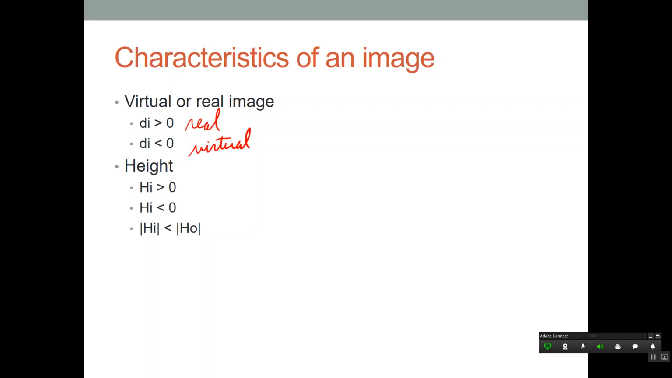What does it mean if the height of the image is positive? You guys remember that? It's not inverted, right? So it's upright, exactly. So if hi is positive, we call that upright. If hi is negative, it would be the opposite of that. It would be upside down or inverted.